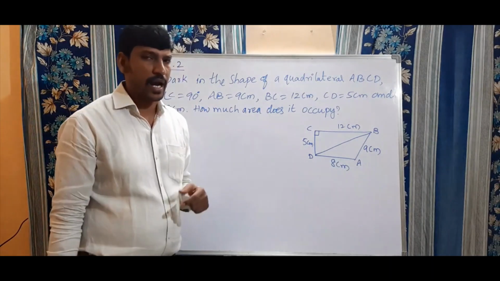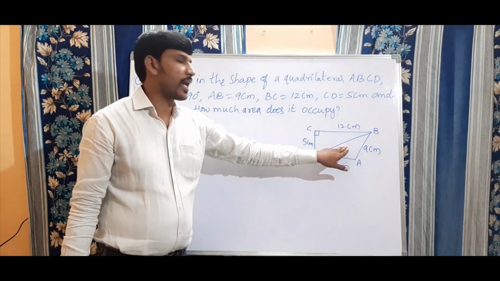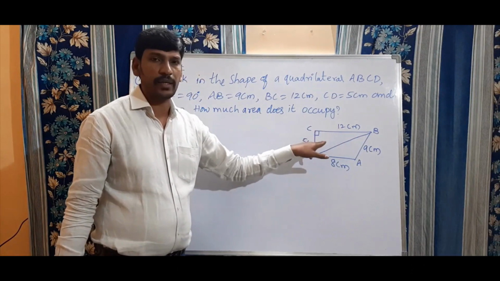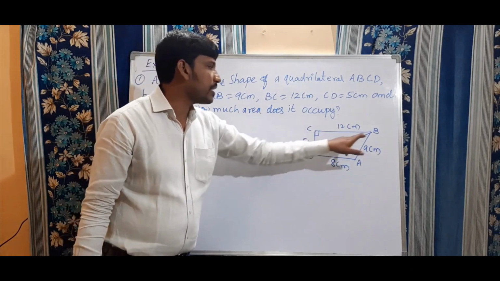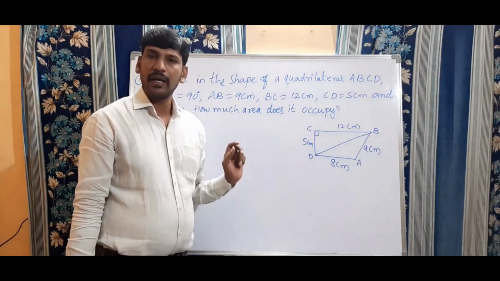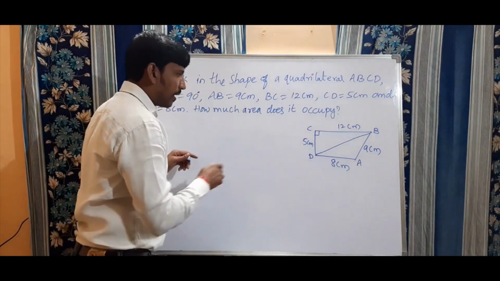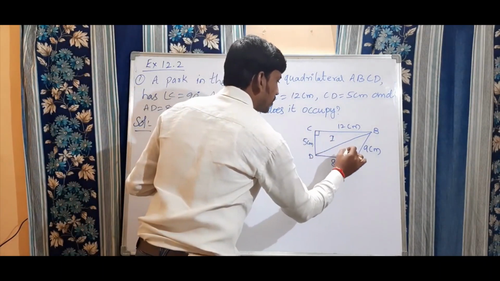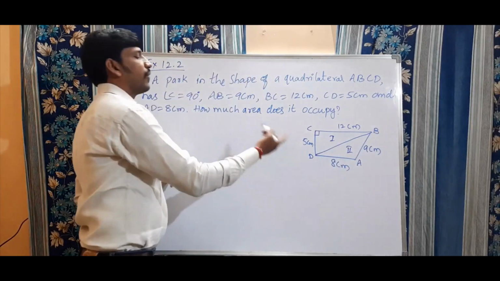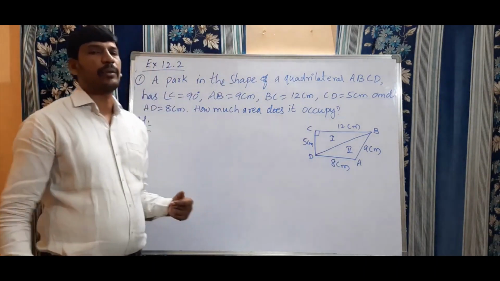In a right angle triangle, the square of the hypotenuse is equal to the sum of the squares of the two sides. Clear? That is BD square is equal to BC square plus CD square. Clear, my dears? That is the Pythagoras theorem. Now, this is triangle 1. This is triangle 2. So, to find both the triangles' areas, then add both, you will get the area of the park.